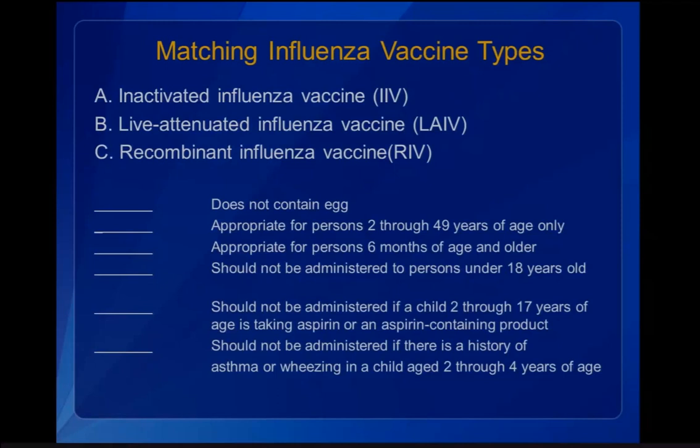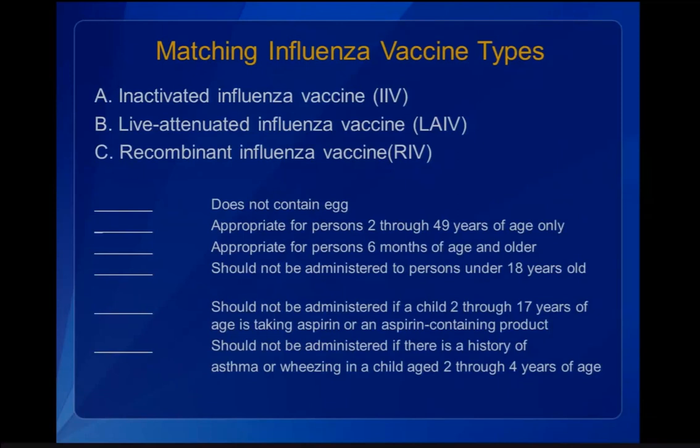So for A, we've got inactivated influenza vaccine. That's the old type of influenza vaccine we all think about that's injectable. B is the live attenuated influenza vaccine, which is the intranasal. Then C is the recombinant. So which one does not contain egg? Exactly, it's C. So which is appropriate for persons, I said here persons 2 through 49. Yeah, but it's actually 18 through 49. Sorry about that. But yes, the recombinant.